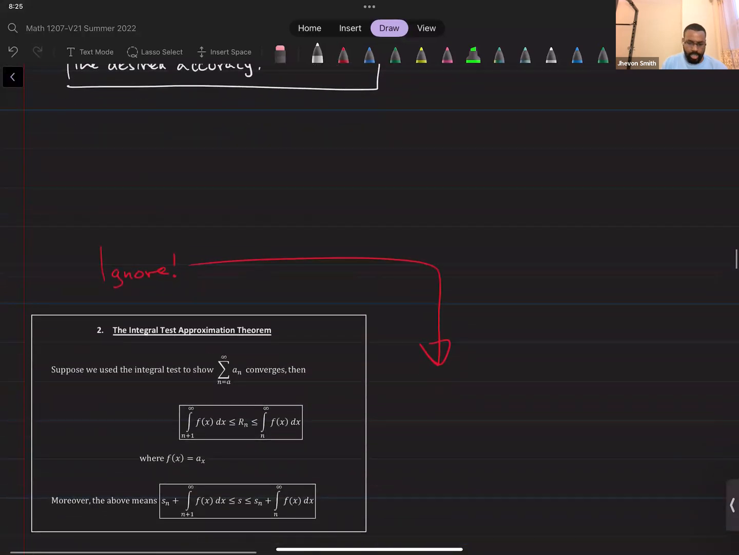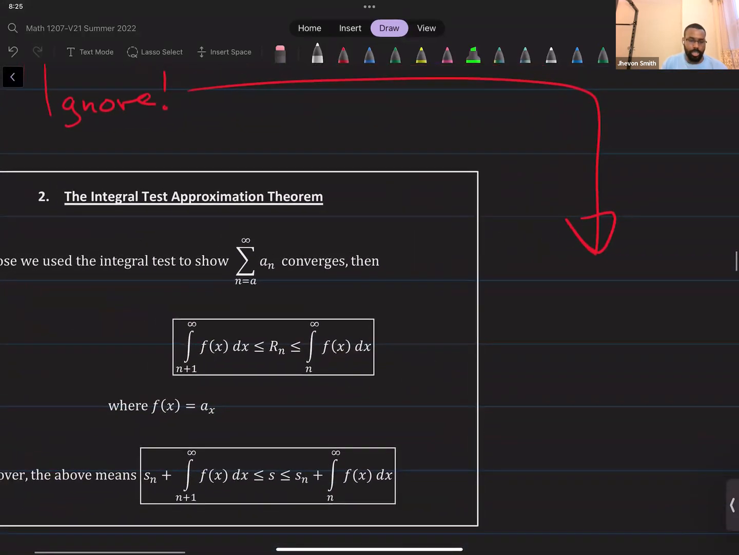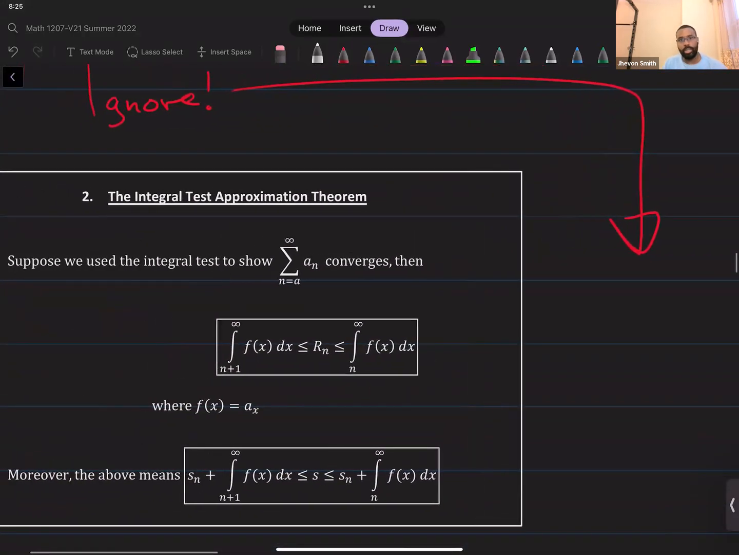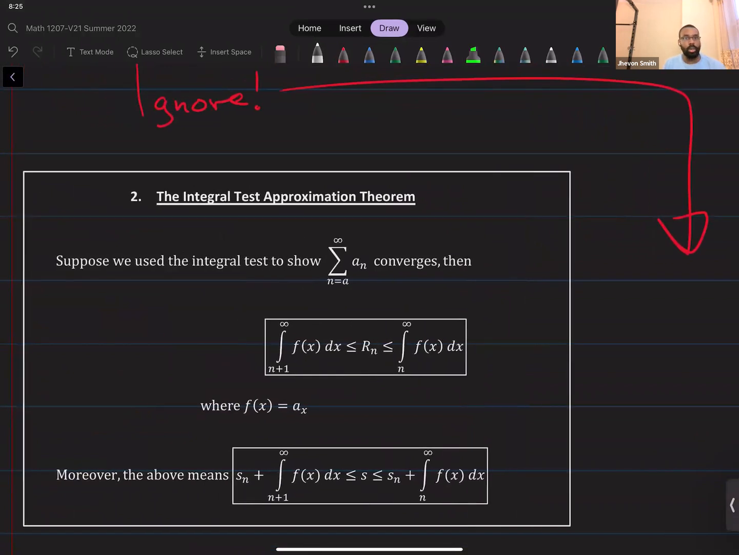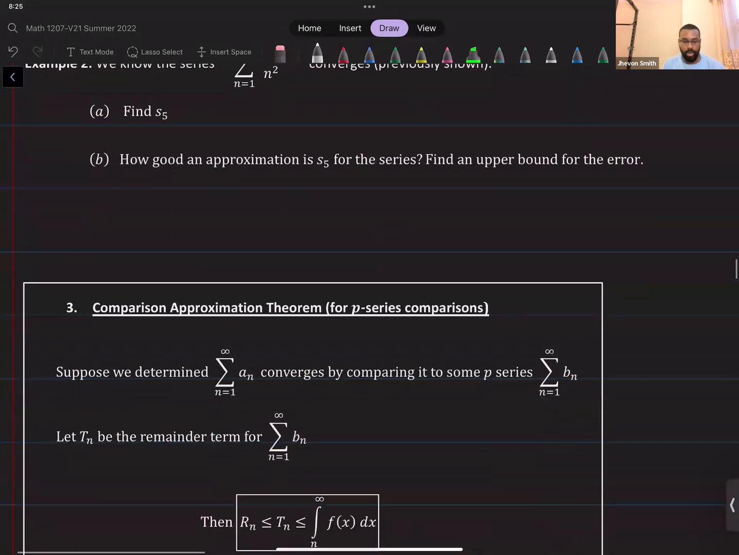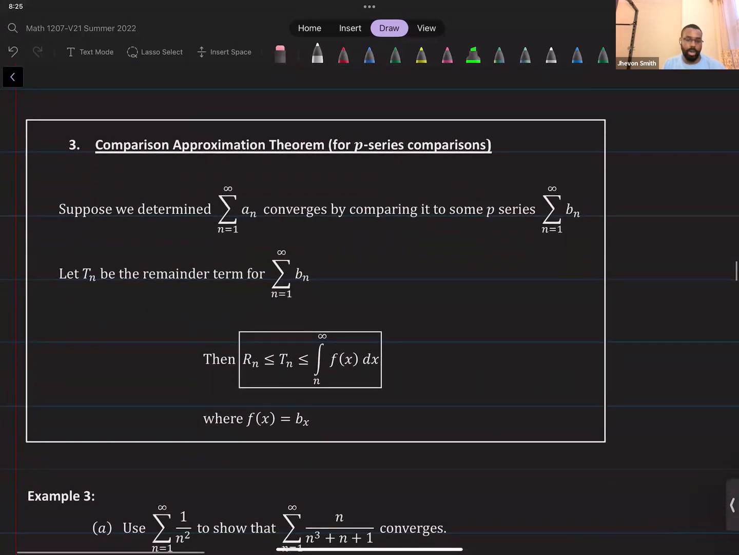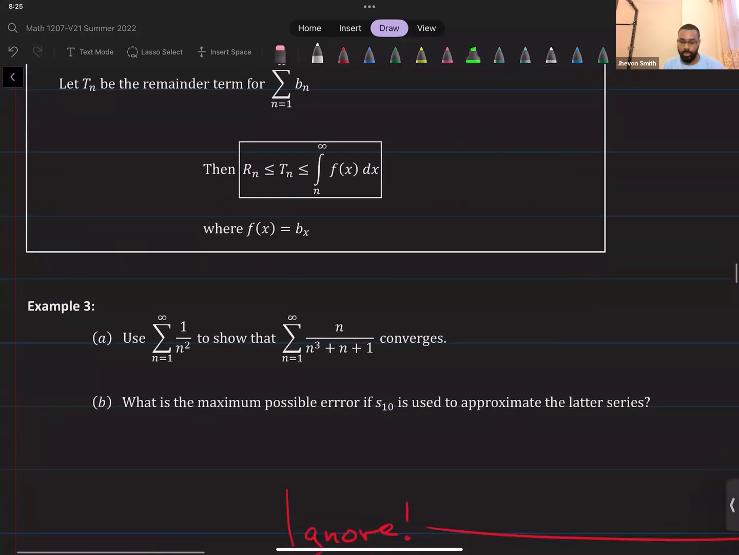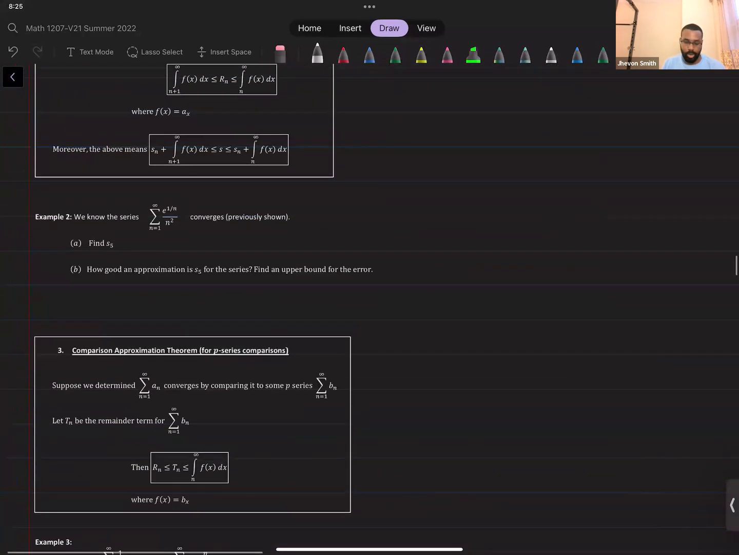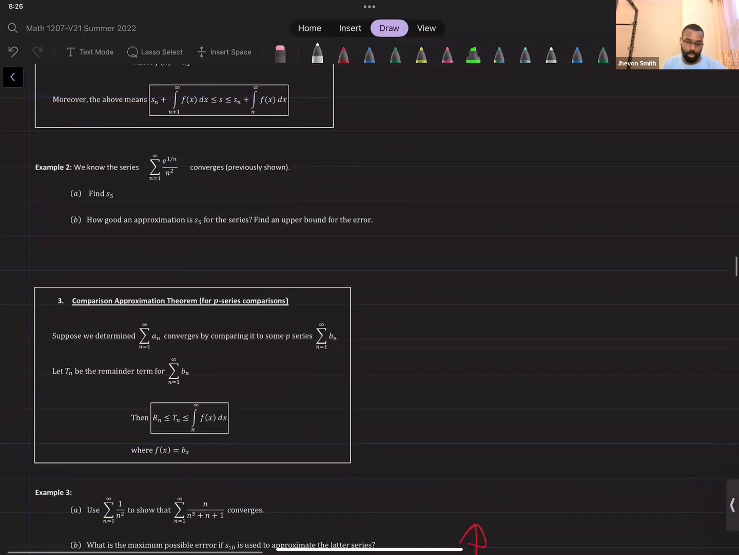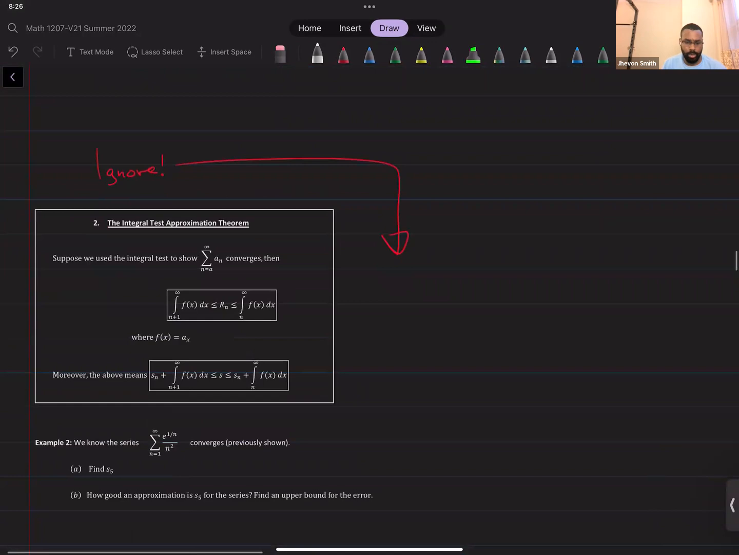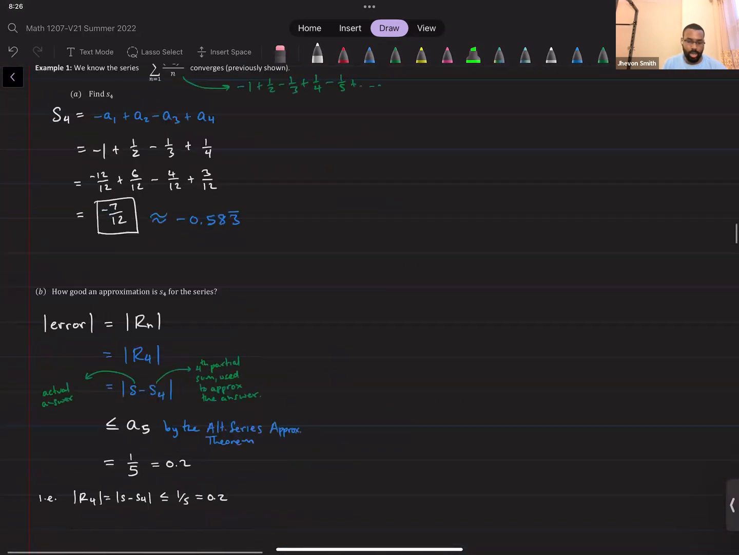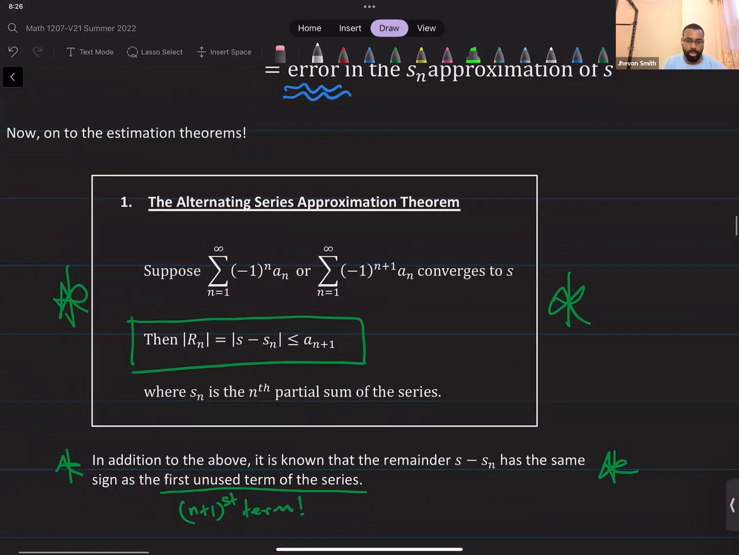Now, your book actually talks about making approximations for the integral test. If you know something converges by an integral test, you can determine the error. If you know something converges by a P series test, you can actually determine the error there. We're actually going to skip this, so I put ignore in the notes. So I'm not going to require this. I might ask about it in like a bonus problem or something, but you don't have to know that. This is the only one you need to know, the alternating series approximation theorem.